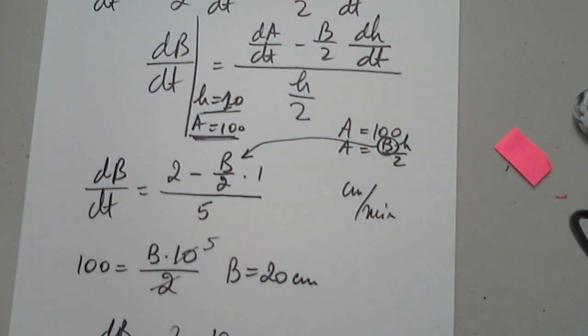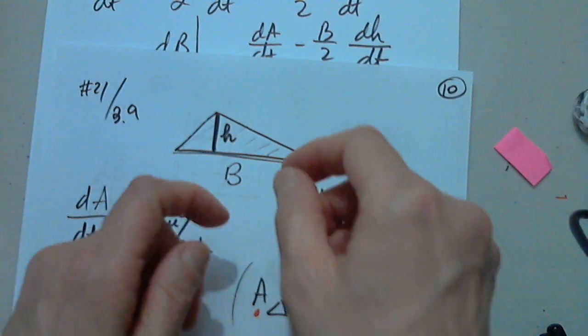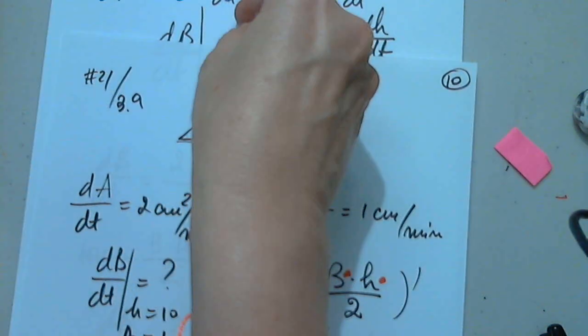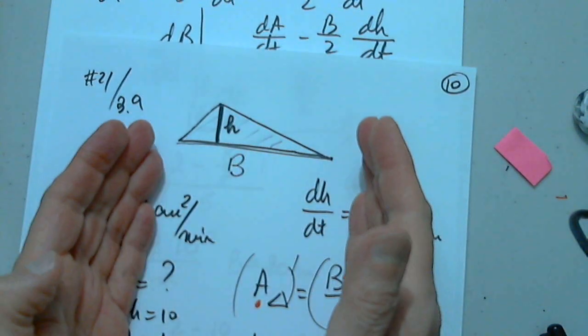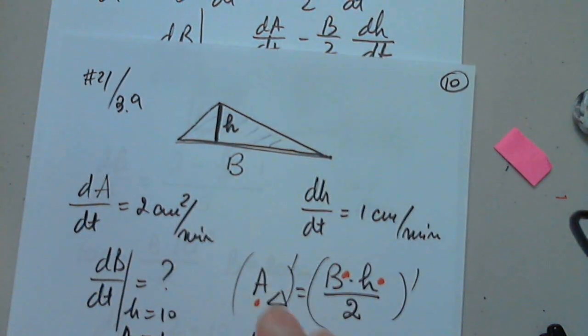So when I'm trying to picture this, when the height is increasing, then the base is decreasing. I'm trying to picture it and make sure that everything is consistent.